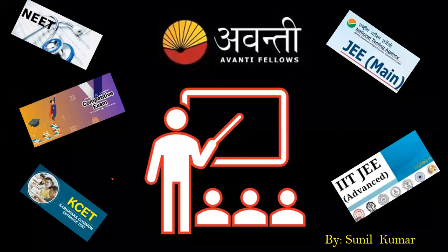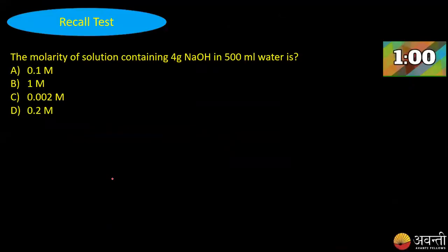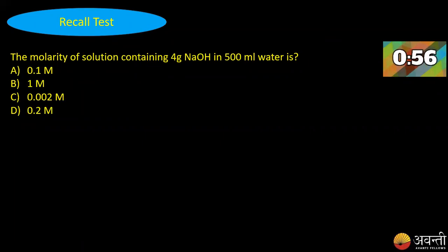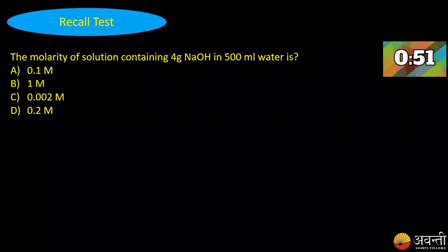The first question will be on your screen, so everybody be ready with pen and paper. The first question on screen is: the molarity of a solution containing 4 gram NaOH in 500 ml water is. You have studied molality in your class 11th as well. So what is the molarity of a solution containing 4 gram NaOH in 500 ml water? Calculate the molarity.